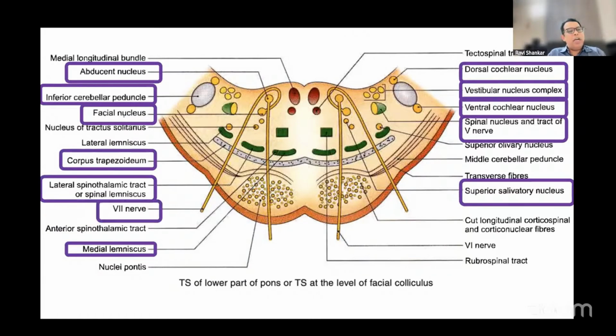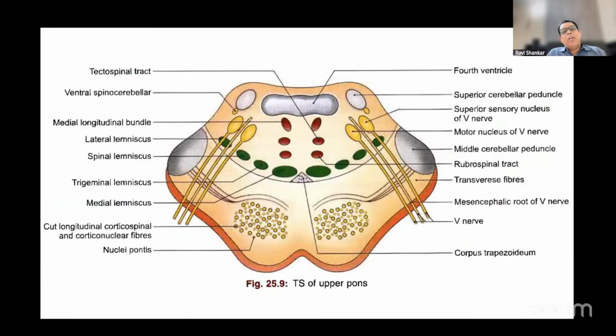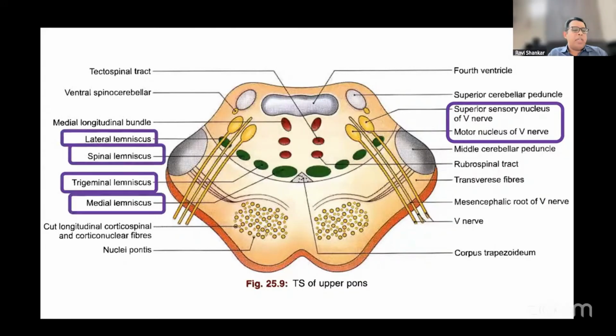Now coming to the upper pons. Here again we look at the organization of gray matter and white matter. The gray matter at this level is very small and not many structures are seen. The motor and the superior sensory nuclei of the fifth nerve are seen at this level. The motor nucleus is medial and superior to the superior sensory nucleus.